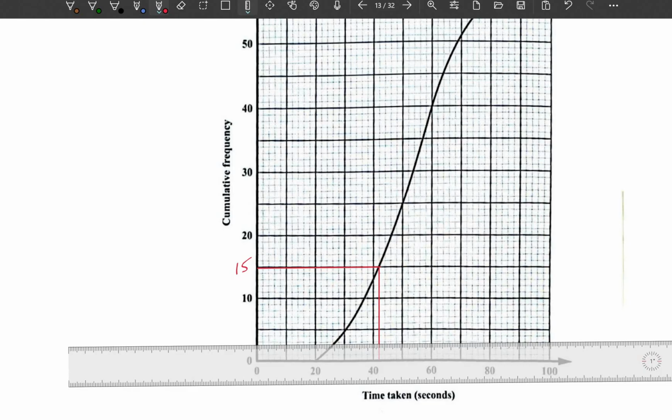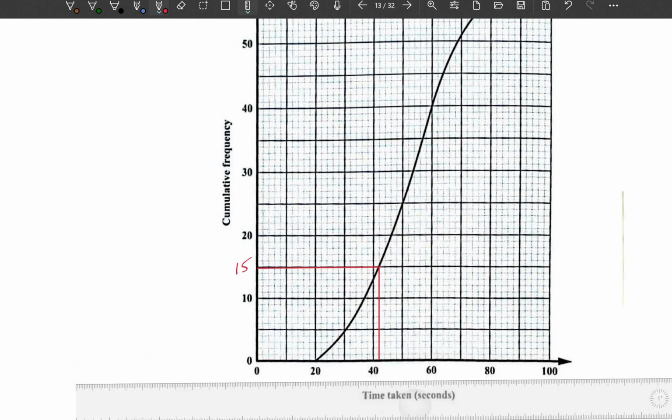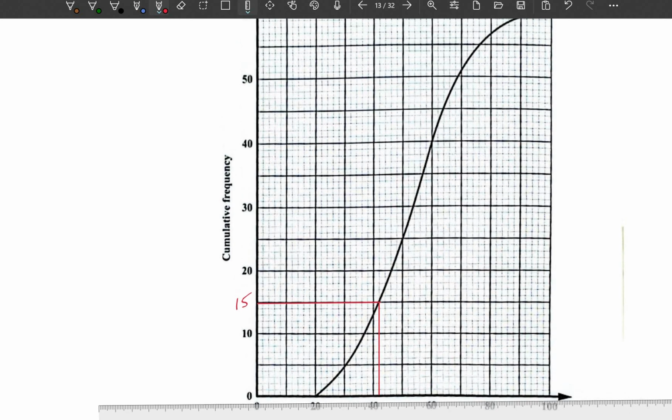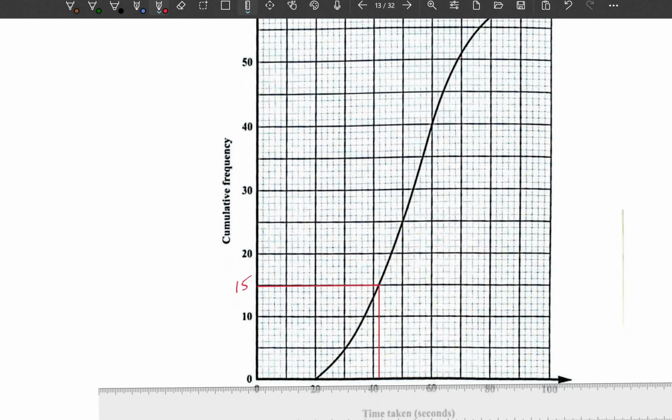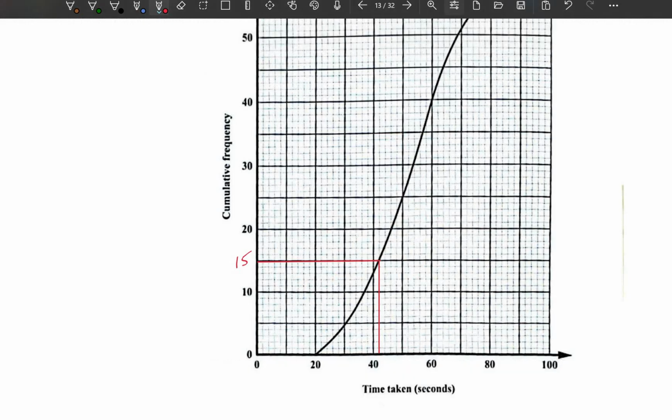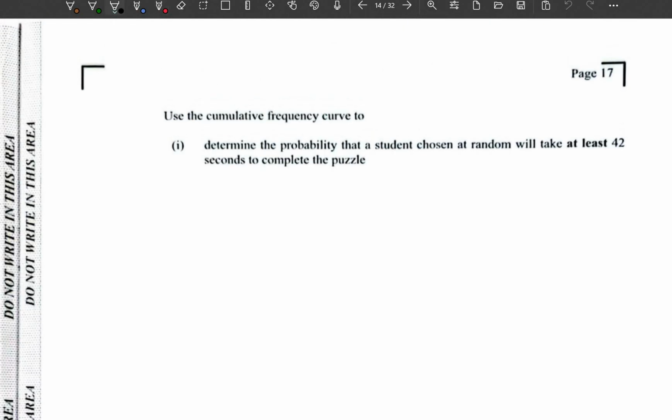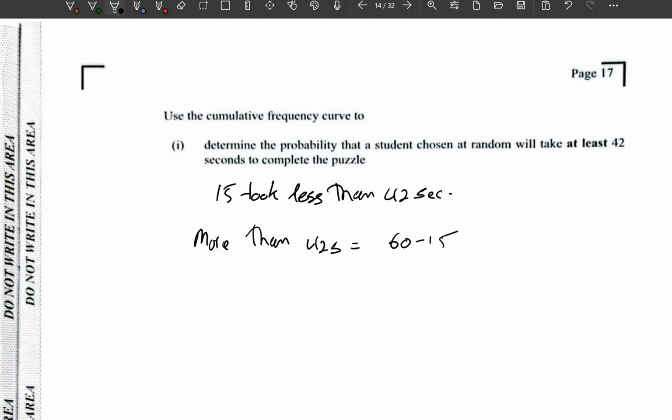Right, so 15 students took less than 42 seconds. So how many took more than 42 seconds? Well, it would be the total minus that 15. Okay, so let's get that. So 15 took less than 42 seconds. Therefore, the amount that took more than 42 seconds would be 60 minus 15. So 45 students took more than 42 seconds.